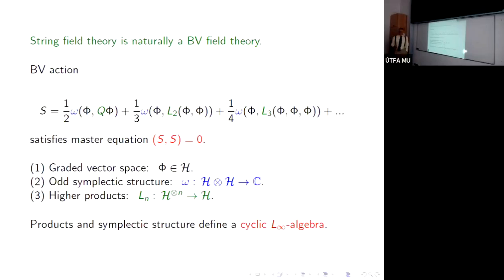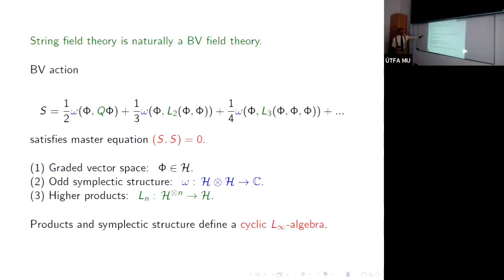String field theory is naturally what you might call a BV field theory. And what is a BV field theory? It's governed by an action which is a priori given as an expansion in powers of the field. You have the quadratic term, a cubic interaction, and quartic, and so on, many different types of interactions. And there are various objects here, defined in such a way as to ensure that this action automatically satisfies the Batalin-Vilkovisky master equation. So that's what a BV field theory is.